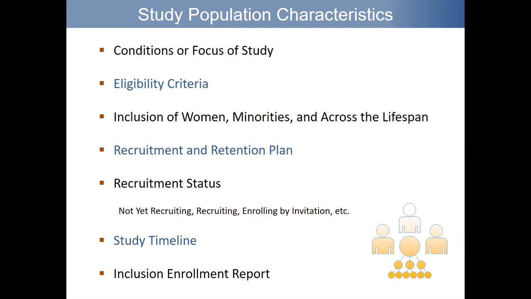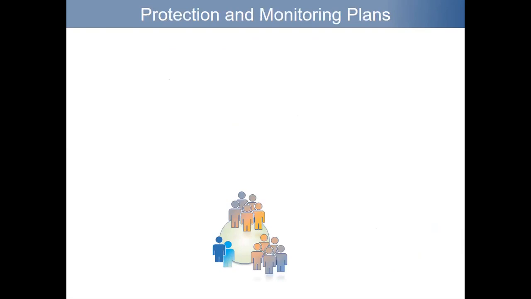After study population characteristics, the next section is protection and monitoring plans. And this is really how you are going to ensure that patients' health and well-being is protected, as well as their data, of course. So the protection of human subjects document is still a required component, and it is still not page limited. So depending on the risks involved with your subjects for the particular studies, this may be lengthier if it's a more risky procedure, etc.